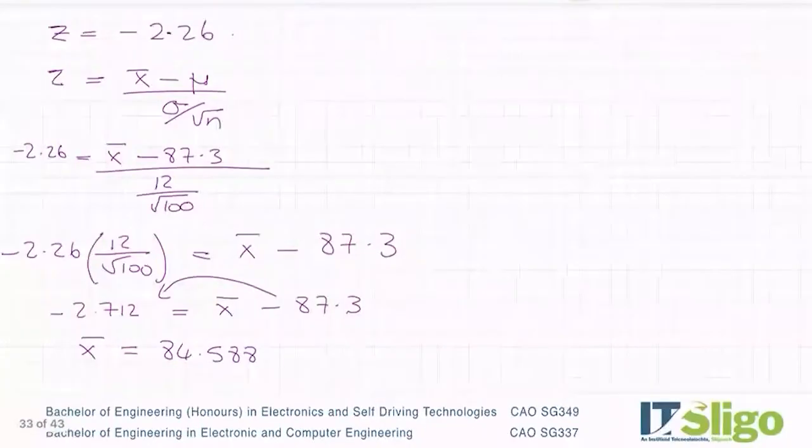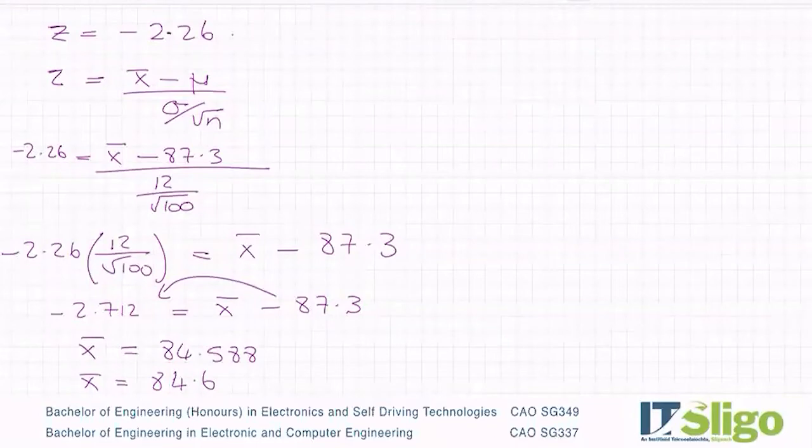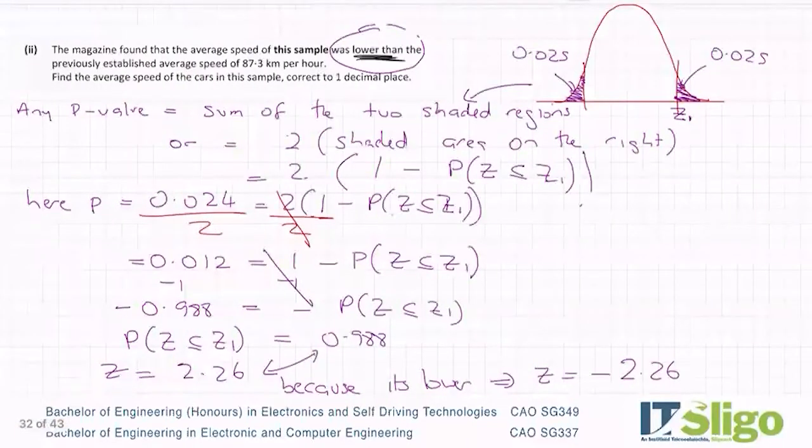Find the average speed correct to one decimal place. So 84.6 kilometers per hour is the speed that they were going at, or that was the new average speed. So it had shifted down.